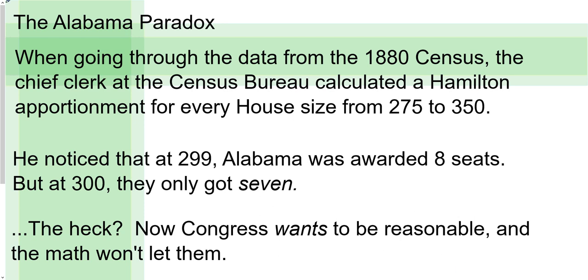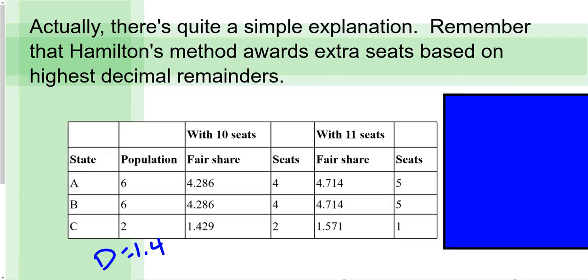So what's going on? This is actually an easier thing to explain than you think. Let's take a look at an example here. I actually get to do a little bit of writing now. Let's say we have 3 states, A, B, and C, and we have a population of 6, 6, and 2. Let's apportion it with 10 seats.